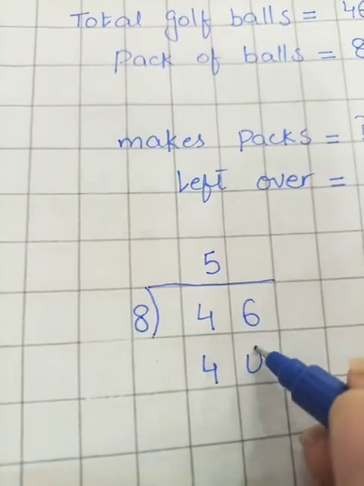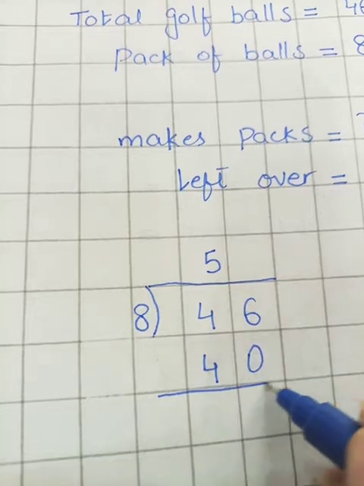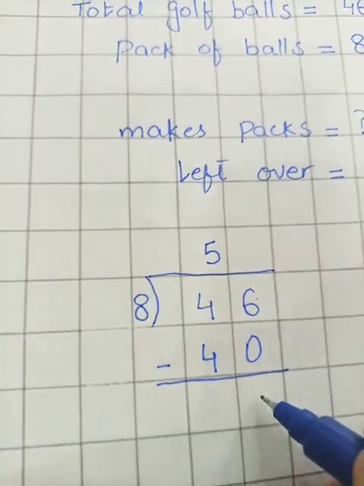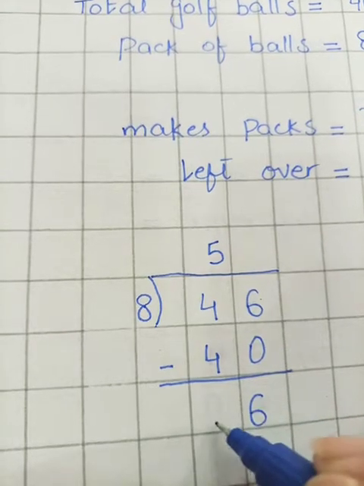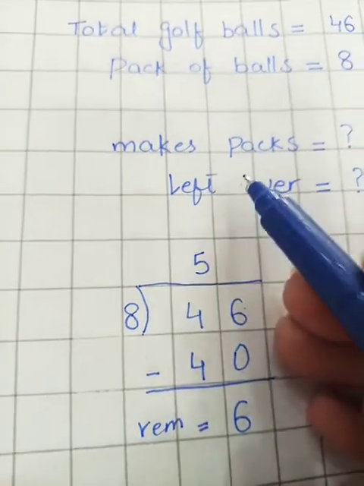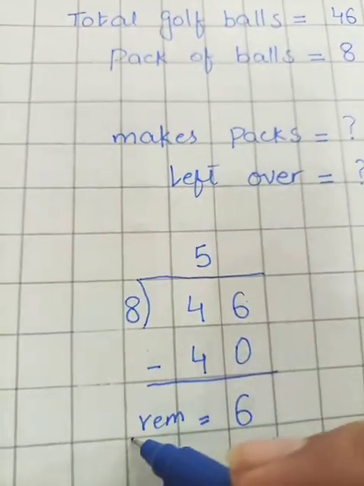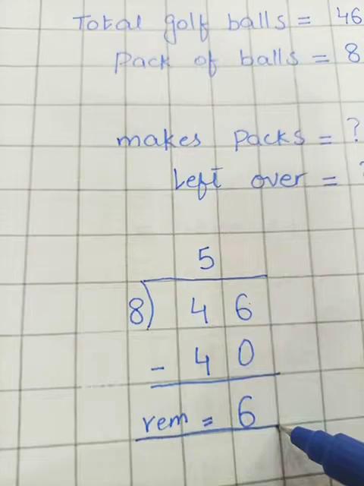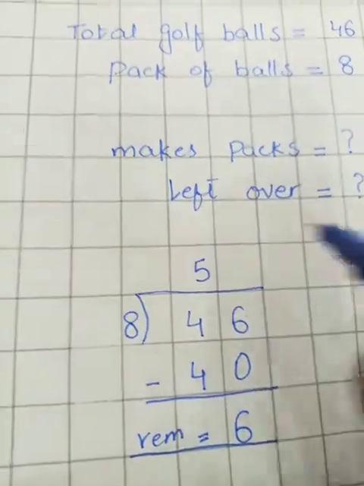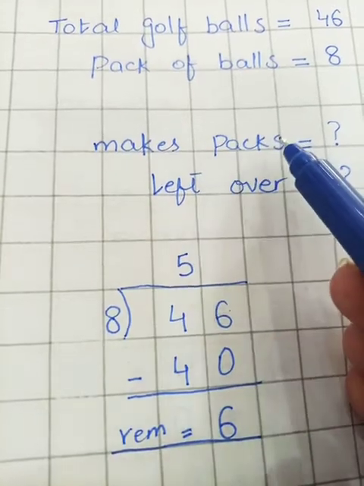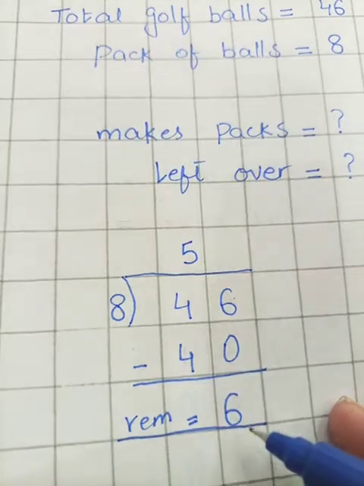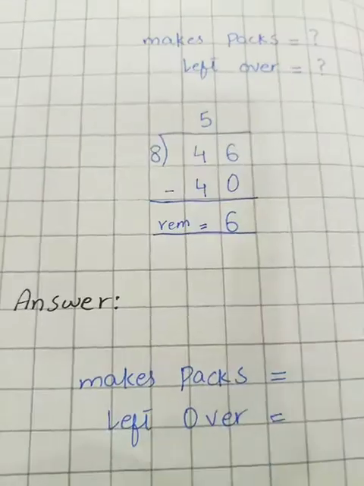Okay, now students, in the next portion we are going to subtract it. 6 minus 0 is 6. So students, this 6 is my remainder and is the answer to the question of how many are left over. Okay students, now come toward our answer portion. Let's write these first and then our answer. She will make how many packs? 5 packs. And how many will be left over? 6 will be left over.